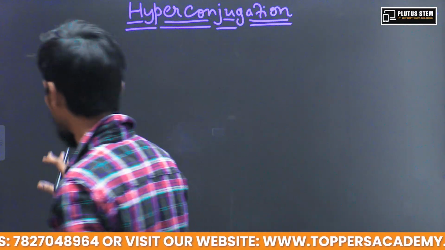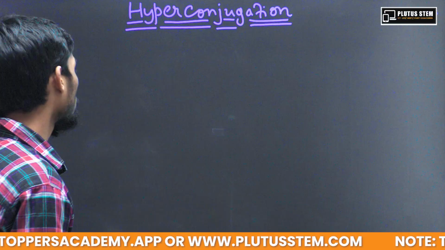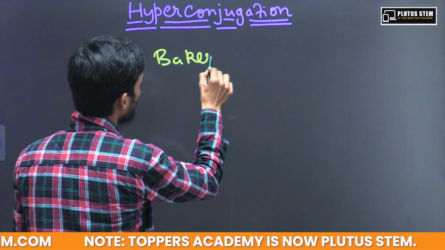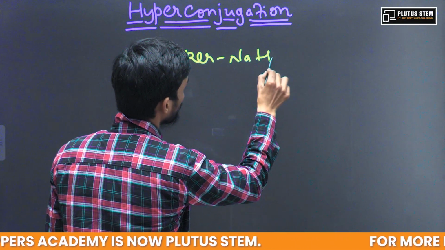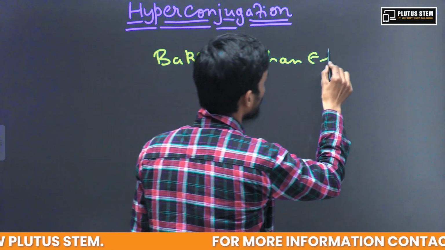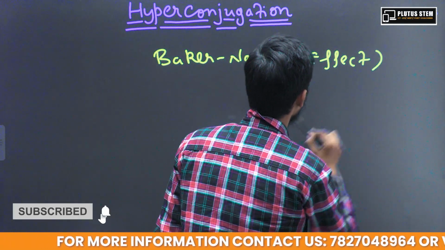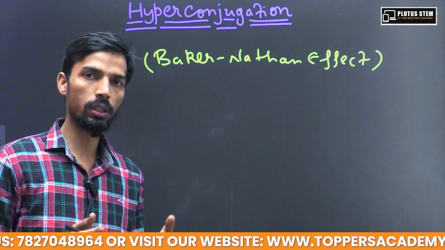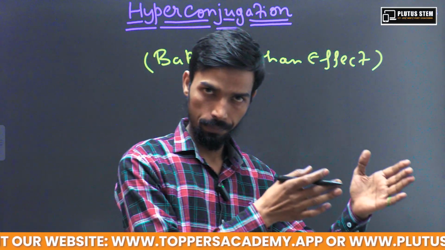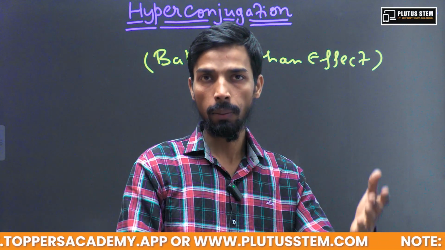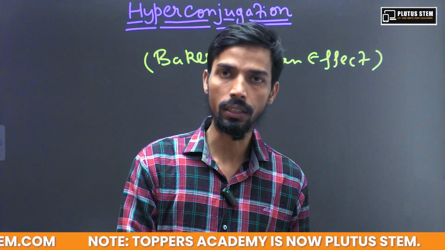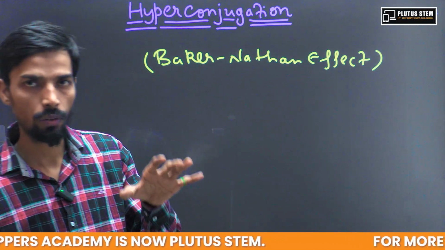So today we are going to discuss a very important effect, that is the hyperconjugation effect. This effect is also known as the Baker-Nathan effect, and it is quite similar to the resonance effect. In resonance, we saw a conjugated pi bond and sigma bond, delocalization of pi bond, and in this case we are going to see the delocalization of sigma electron.